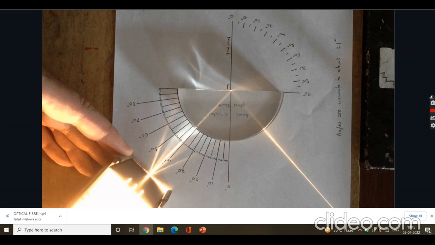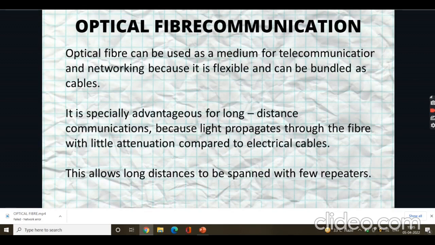Next is optical fiber communication. Optical fiber can be used as a medium for telecommunication and networking because it is flexible and can be bundled as cables. It is especially advantageous for long distance communications because light propagates through the fiber with little attenuation compared to electrical cables. This allows long distances to be spanned with few repeaters. Basically, fiber optic communication is a method of transmitting information from one place to another by sending pulses of infrared light through an optical fiber. This light is a form of carrier wave that is modulated to carry information.